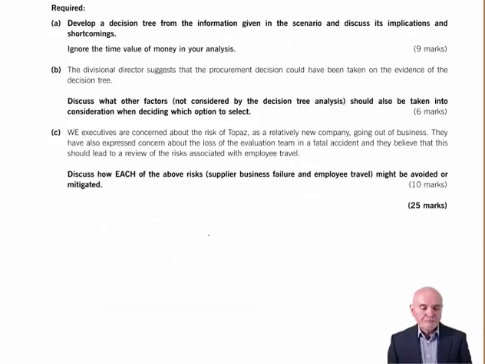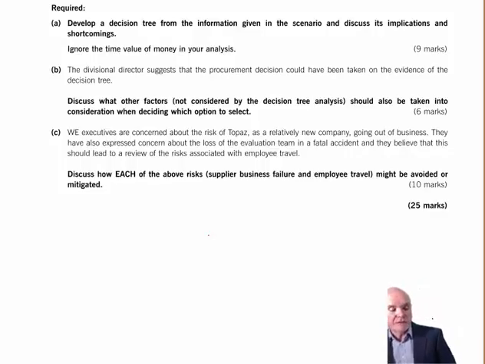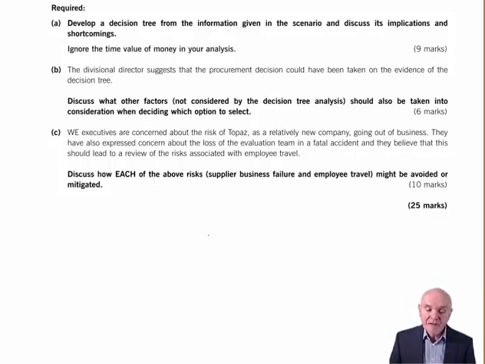Part C. The executives are concerned about the risk of Topaz, a relatively new company, going out of business. They've also expressed concern about the loss of the evaluation team in the fatal accident, and they believe that this should lead to a review of the risks associated with employee travel. Discuss how each of the risks above, supplier business failure and employee travel, might be avoided or mitigated.